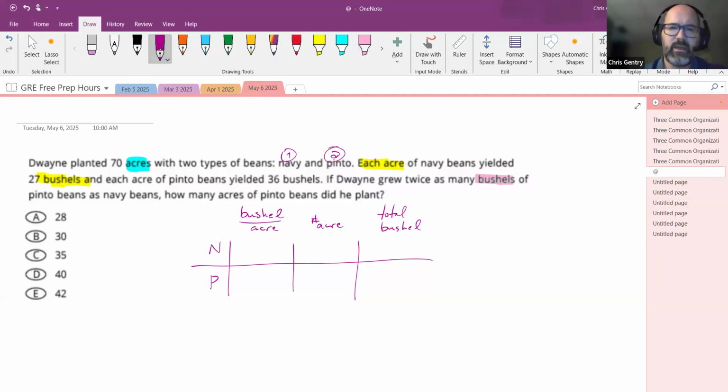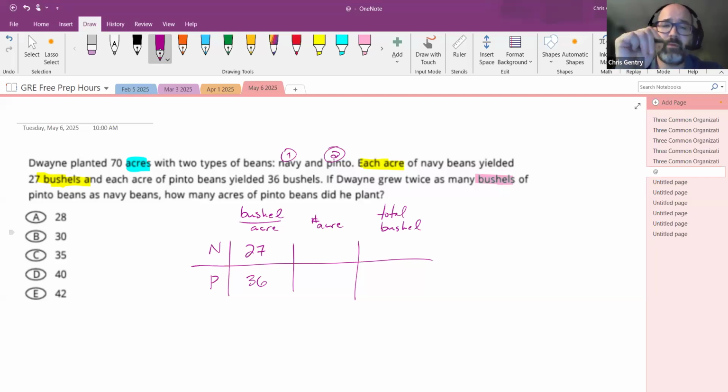And so those two elements, each one has multiple aspects here. I'm told that each acre of navy yielded 27 bushels per acre. And each acre of pinto yielded 36, so I can put those there. Now, Crystal, here's where it might feel that we lack necessary information. It would have been a good guess, I think. We'll talk more about guessing here in just a moment, actually. It's interesting. But number of acres. Fundamentally, we don't know how many acres Dwayne planted of either type of bean.